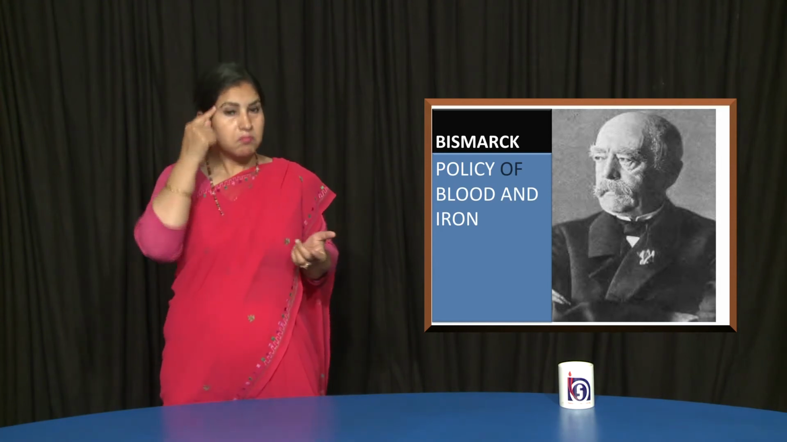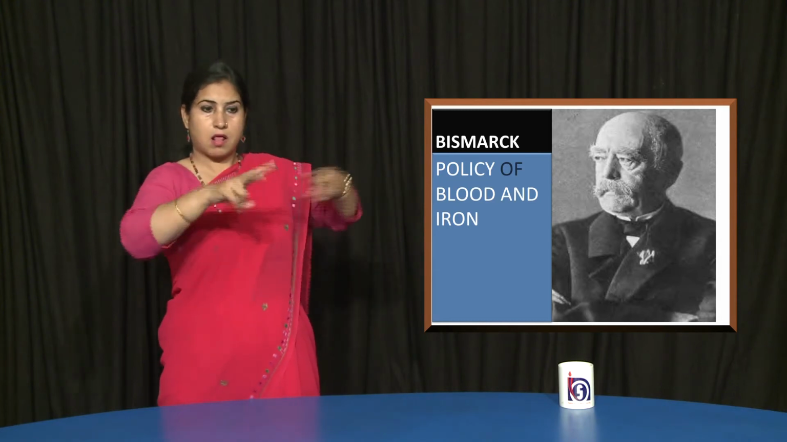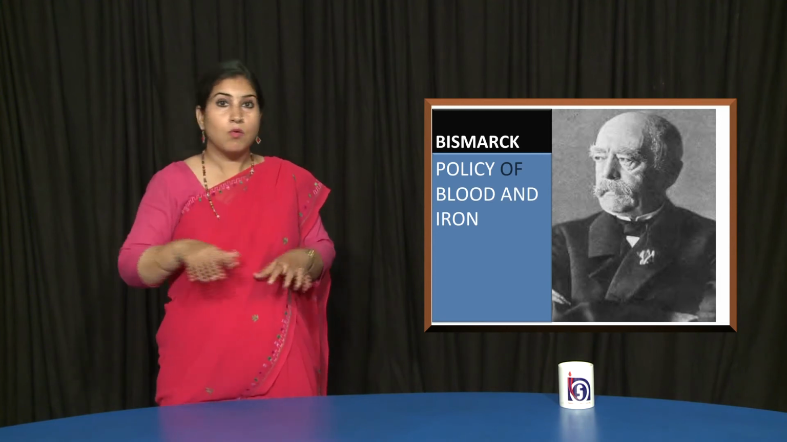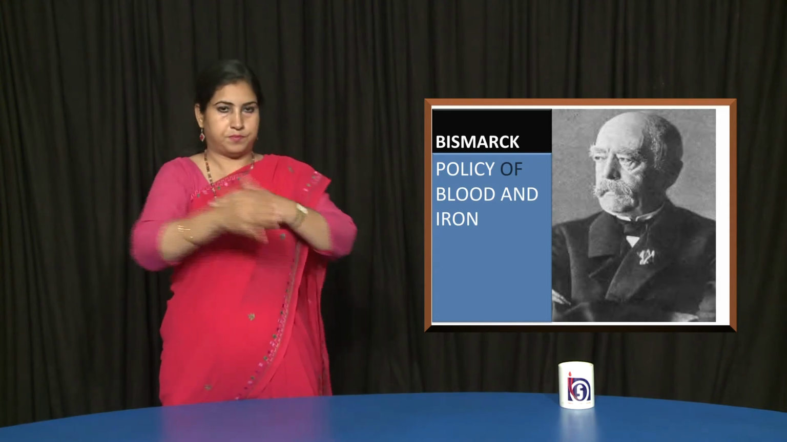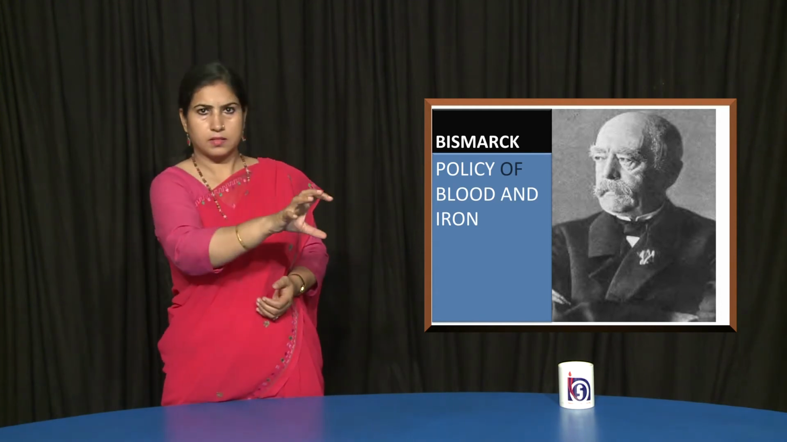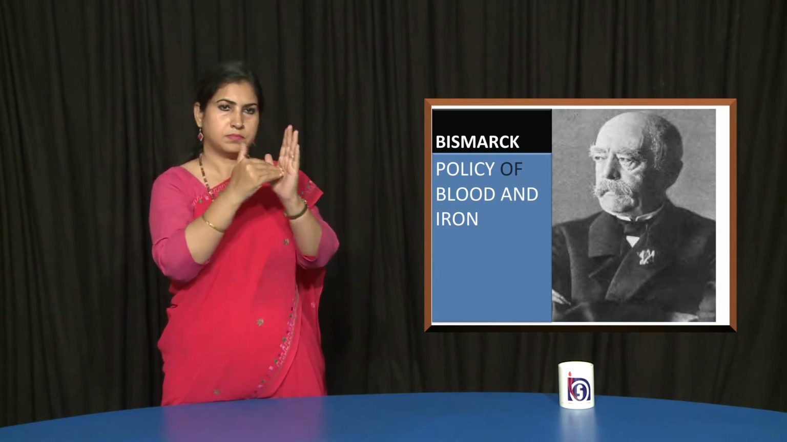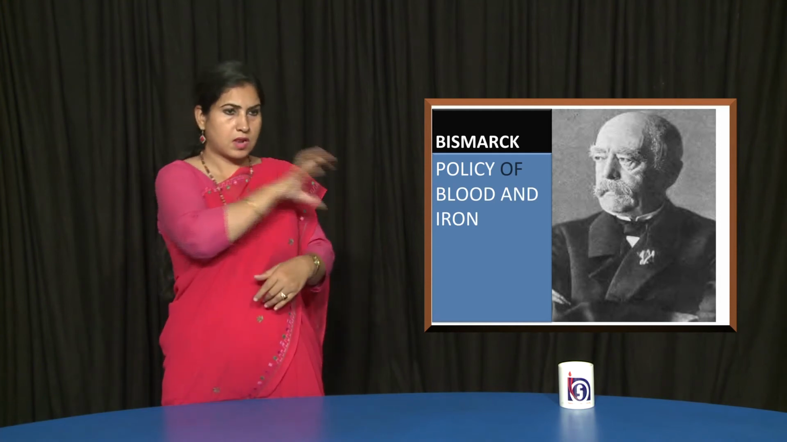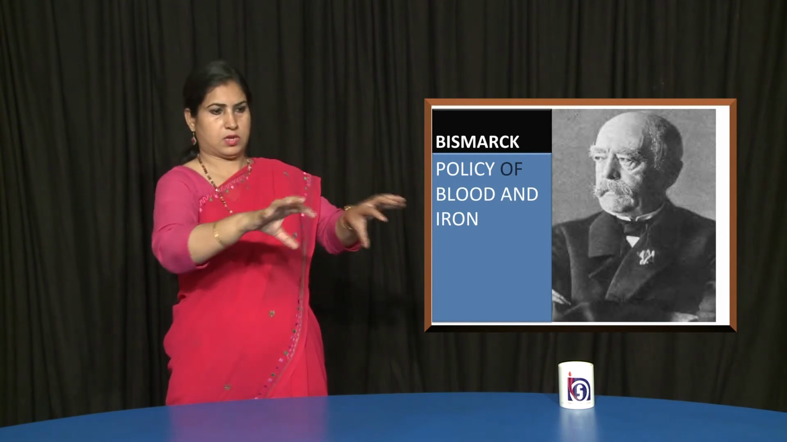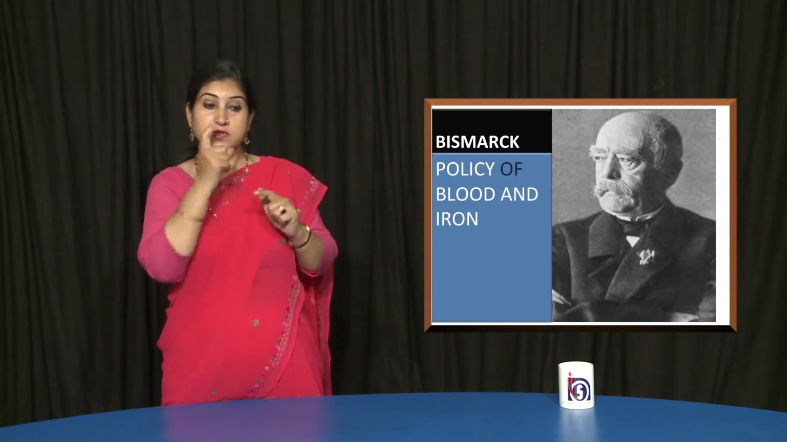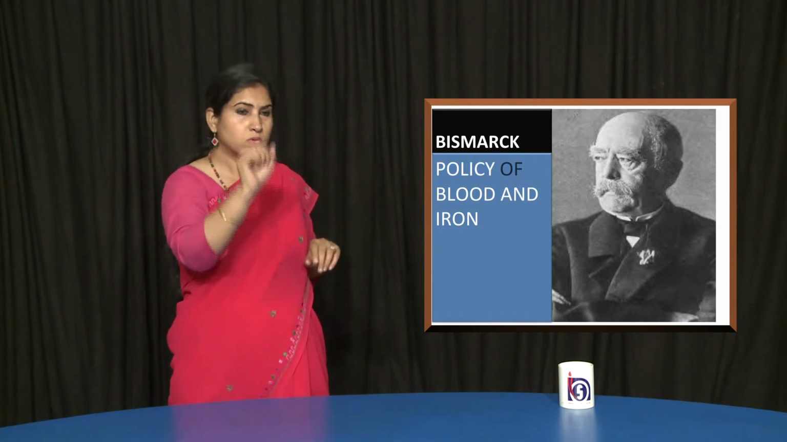Here it is important to understand that the different states of Germany were under the control of different countries of Europe. Let us learn how Bismarck was able to end the control of these countries over Germany. There was another state whose name was Schleswig, and another state was Holstein. Bismarck first asked the people of these two states to revolt against their ruler. The ruler was Denmark.